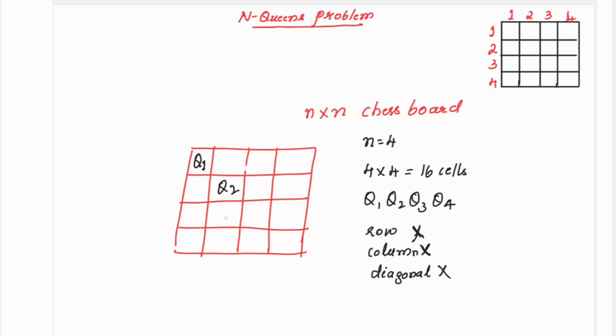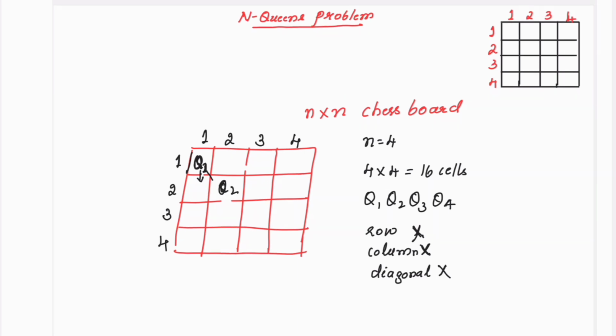Suppose you place q2 here, even then we say the queens can attack each other because they are in the same diagonal. Suppose you place q2 here, even then the queens will attack each other because they are in the same column. Suppose I give the column numbers as 1, 2, 3, 4 and row numbers as 1, 2, 3, 4, and you have to place q1 here. We will talk only in terms of rows. If we place q1 in the first row, then q2 should come in the second row. But you should not place q2 in the same column, so it should be in a different column. So you can place q2 here.